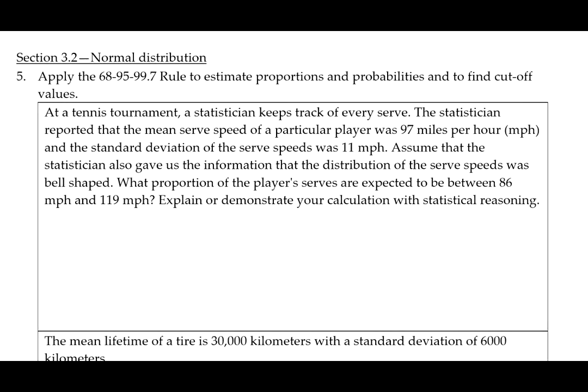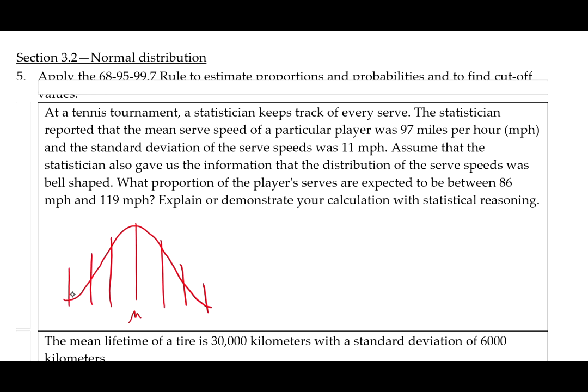So, what the 68, 95, 99.7 rule tells us is that if we have a bell-shaped distribution, which is why it was important for the statistician to tell us that, then we can label where the mean is, and we can label where 3 standard deviations above the mean and 3 standard deviations below the mean are. And then we know that 68% of the data is within the first standard deviation. 95% of the data is within 2 standard deviations. And 99.7% of the values are within 3 standard deviations.